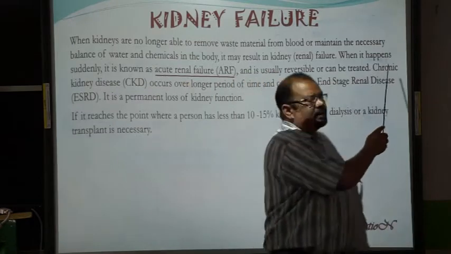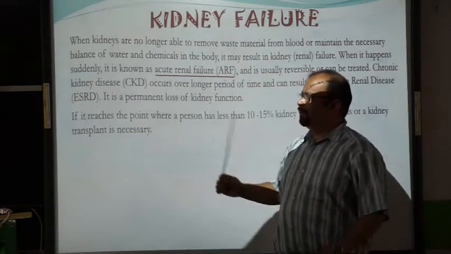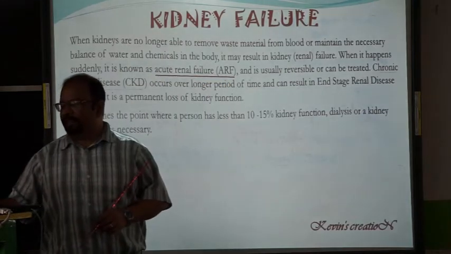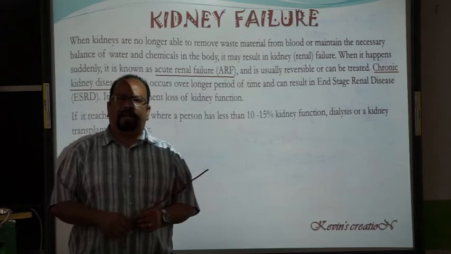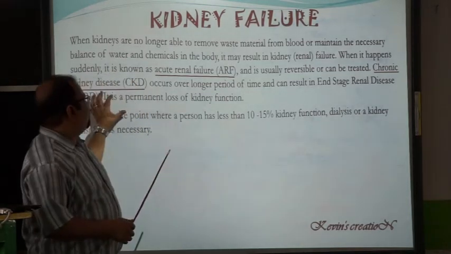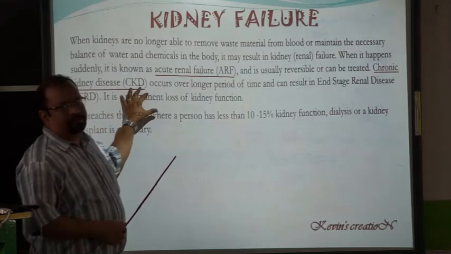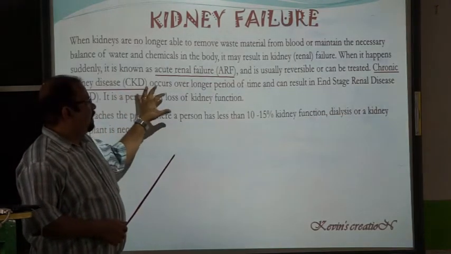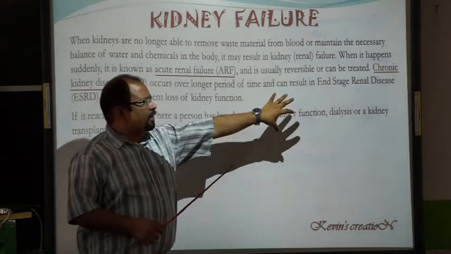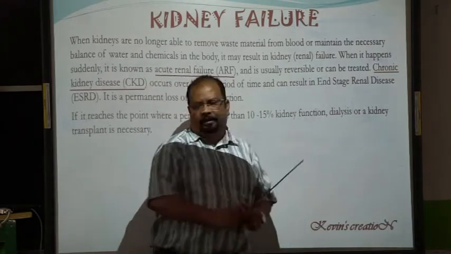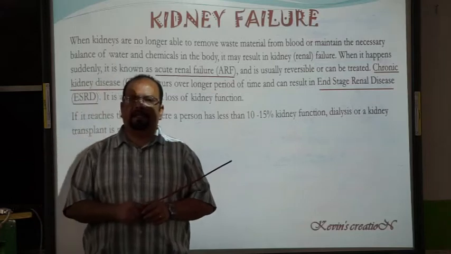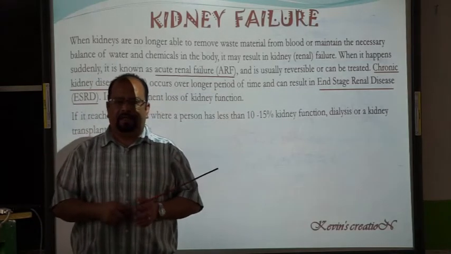But one more is there, that is chronic kidney disease, CKD. That means for a longer period of time you are suffering from it. Chronic means old. This is dangerous. It occurs over a longer period of time and can result in end stage renal disease, ESRD. ESRD means end stage renal disease or kidney disease.